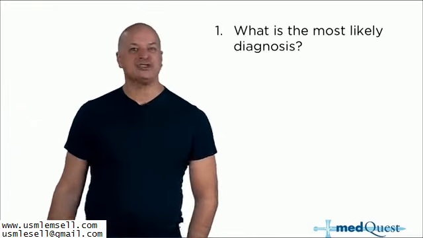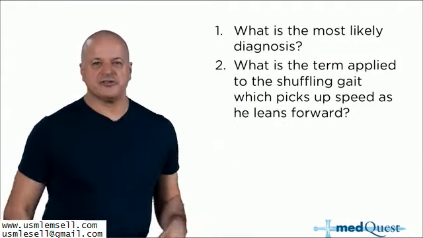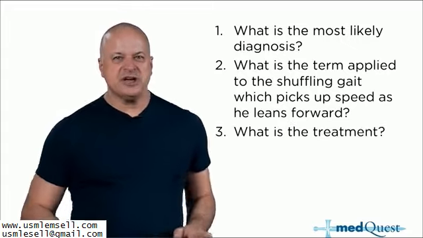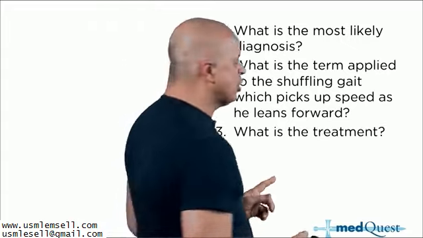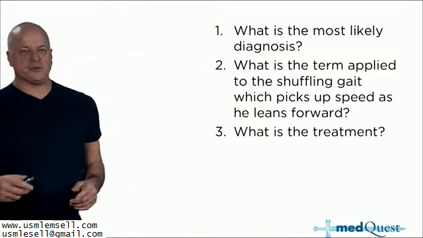What does it look like to you? You know, there's no diagnostic test for Parkinson's disease. The shuffling gait picks up speed. That's called festinating gait. What's the treatment? Levodopa, carbidopa when it's really bad.